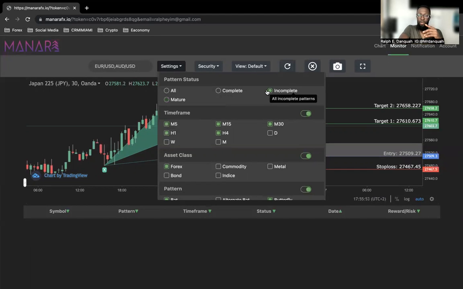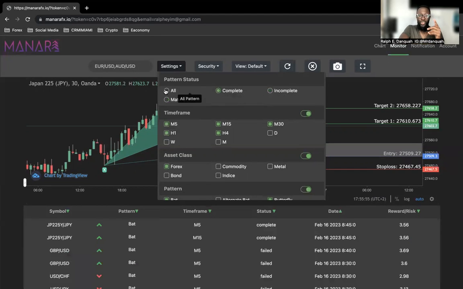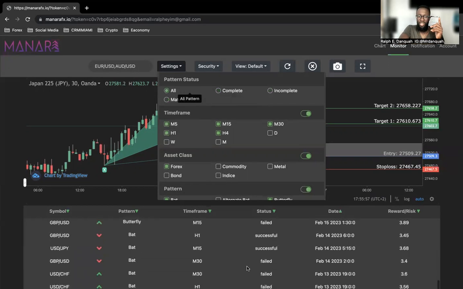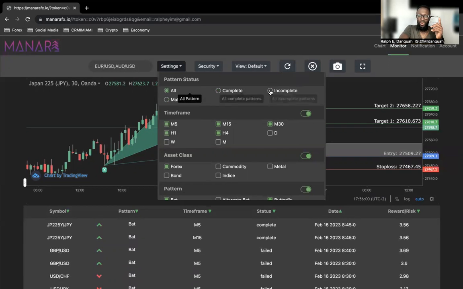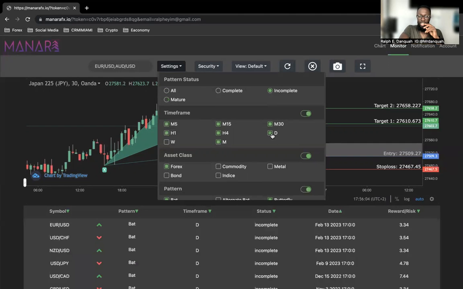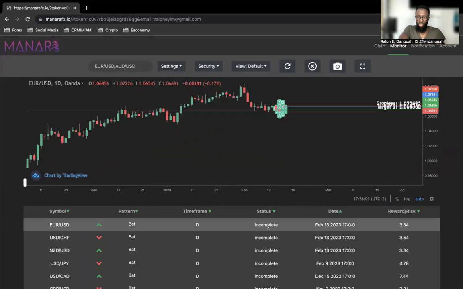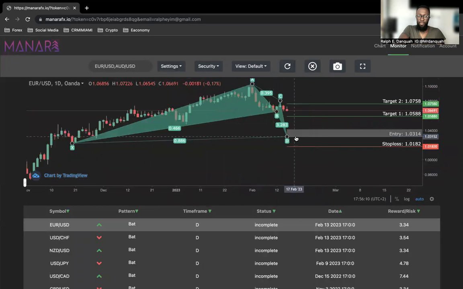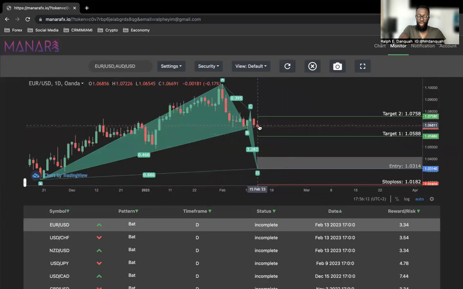Again, incomplete, I don't see any right now. That's crazy how I'm doing this, but it is what it is. Incomplete basically means that the market is not yet where we want to see it. So we can see incomplete right here. It means that the market is here right now, and as the market comes down, it's going to be for the future. So we might see something that's not quite there yet.